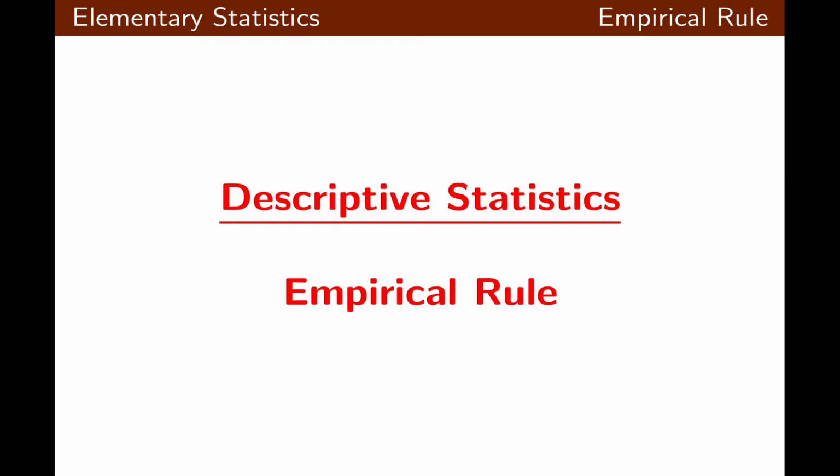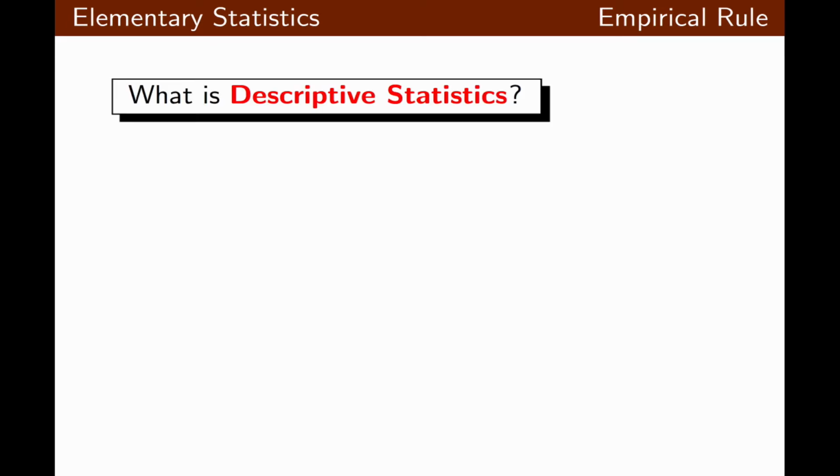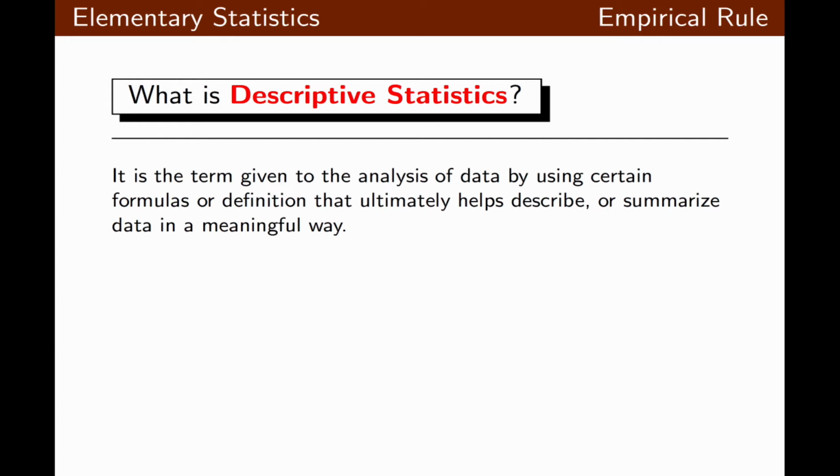In this presentation, we're going to talk about the empirical rule. We had two branches in statistics. One of them was descriptive statistics. Descriptive statistics is a term given to analysis of data using certain formulas, definitions, and methods that ultimately help us to describe or summarize data in a meaningful way.